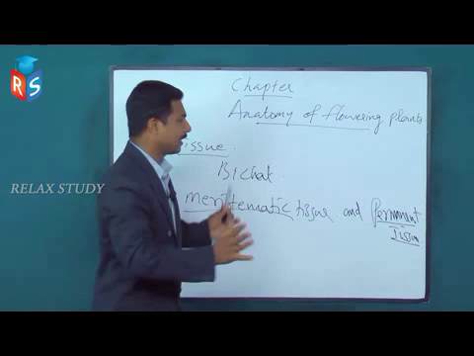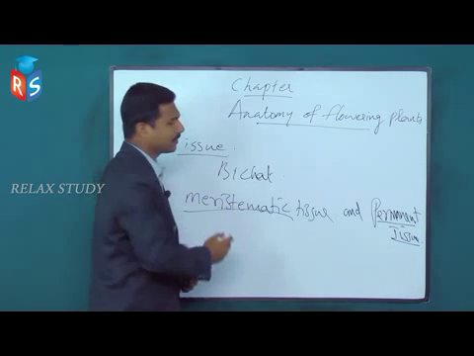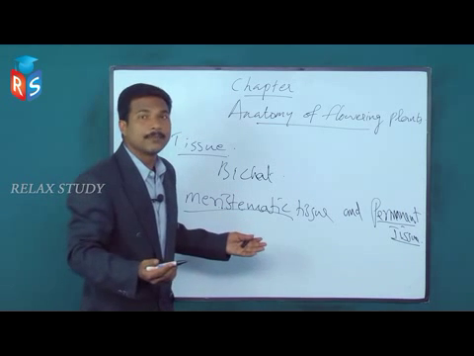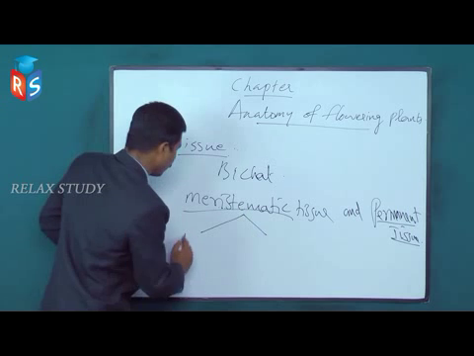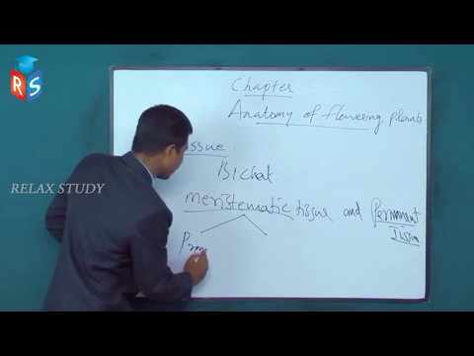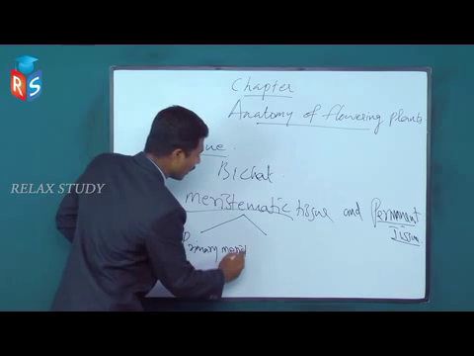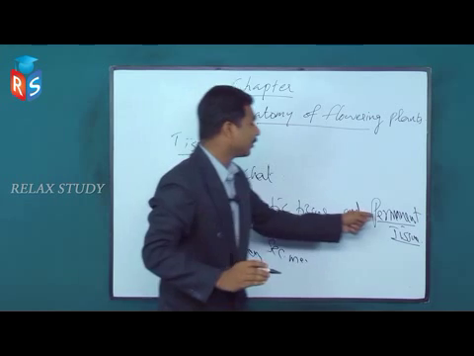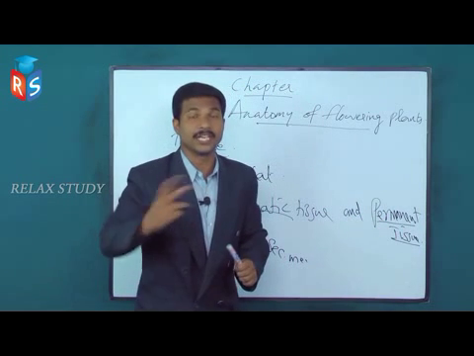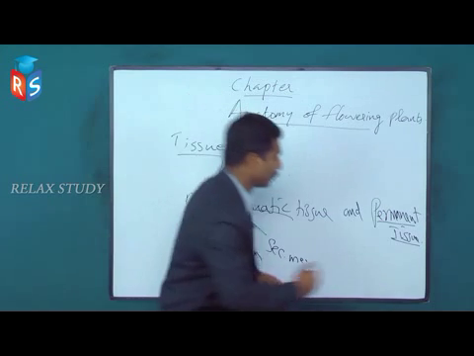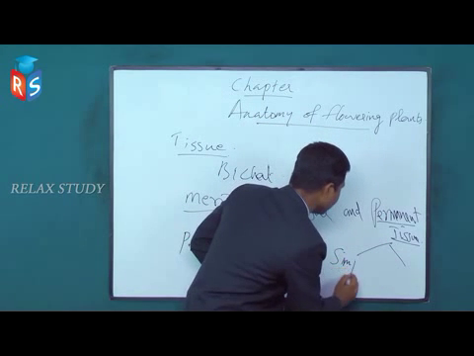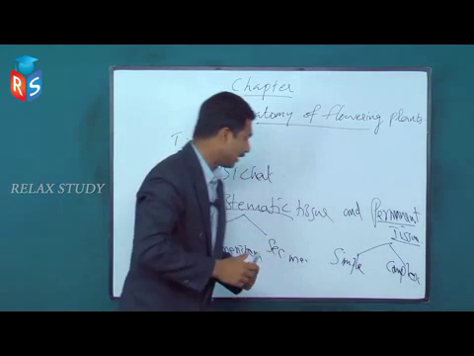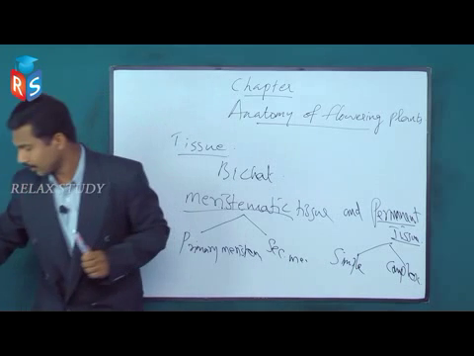Now we will study its classification. This meristematic tissue is divided into subcategories: primary meristem and secondary meristem. Likewise, permanent tissue is also divided into two categories: simple tissue and complex tissue.